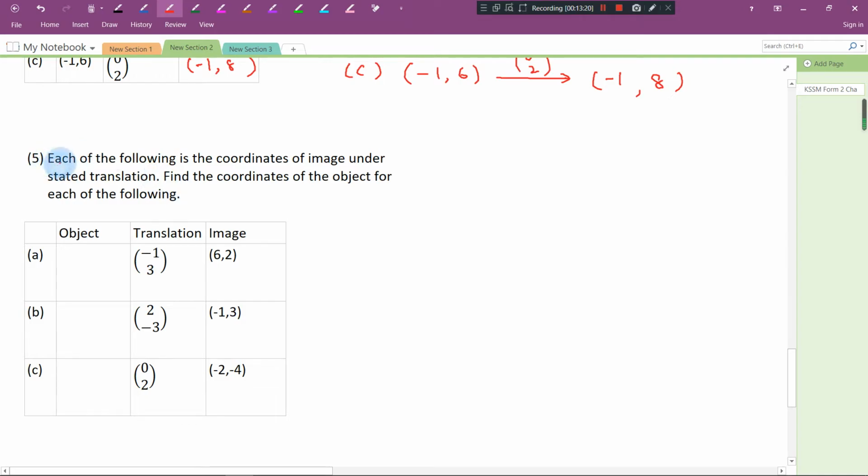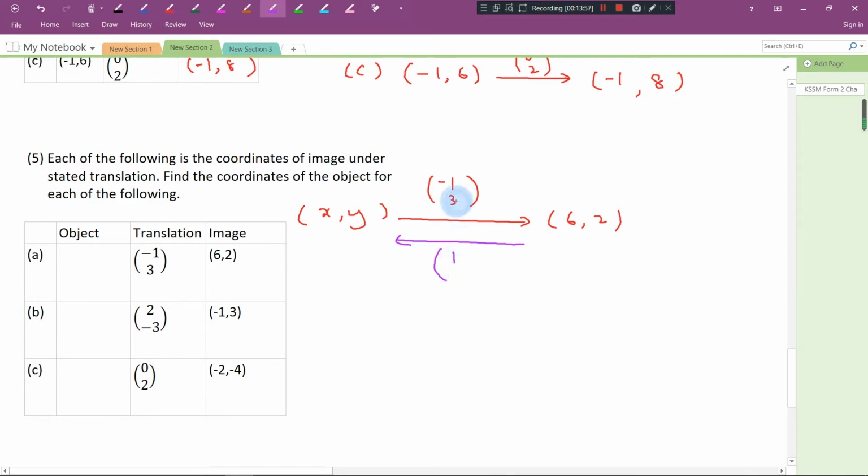Now this is another way. Each of the following is the coordinate of the image. Now the question gives you the image. Still remember just now I told you, if you want to get back the object, you have to do the opposite way, right? So -1, 3, if you want to get back the object. Now I don't know the object, I just let it be x and y. And this is -1, 3. The image is 6, 2. If I want to get back this, what should I do?